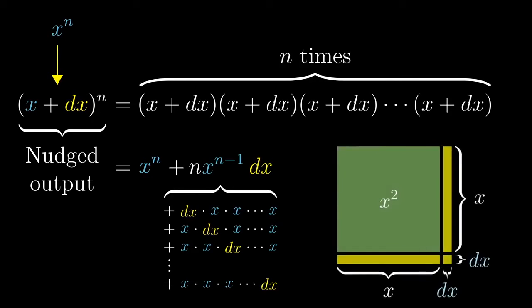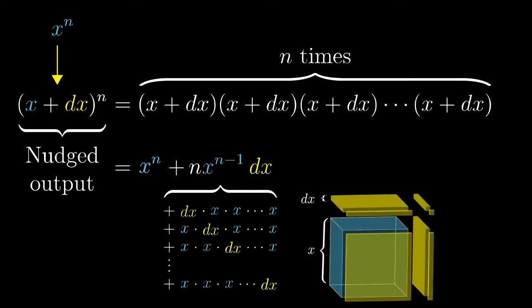This is analogous to how the majority of the new area in the square came from those 2 bars, each with area x times dx, or how the bulk of the new volume in the cube came from those 3 thin squares, each of which had a volume of x squared times dx. There will be many other terms in this expansion, but all of them are just going to be some multiple of dx squared, so we can safely ignore them.